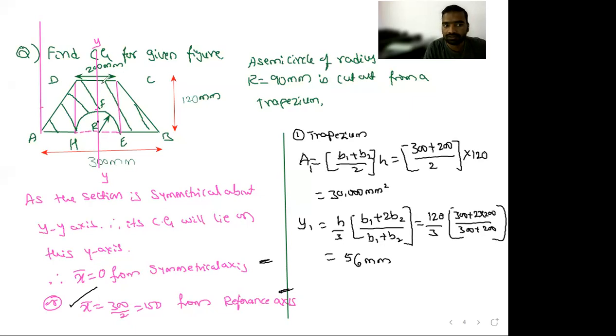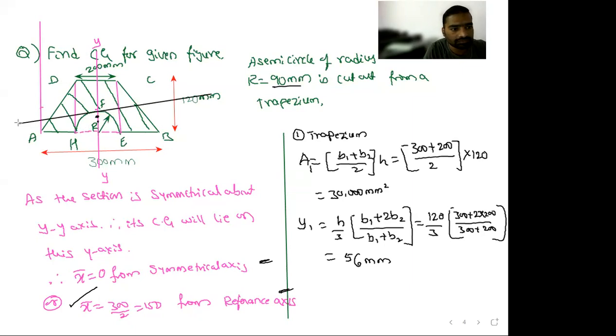Correct? So its x bar will be 0. Then I will show one more, y bar. Y bar is how much? The total is 120. Y bar is 69 point something. So the radius of this semicircle is 90 mm. It means, does it go above the semicircle or below the semicircle? It stays below. So it means this will be somewhere here. This will be the centroid of the section. Okay, so I will draw.